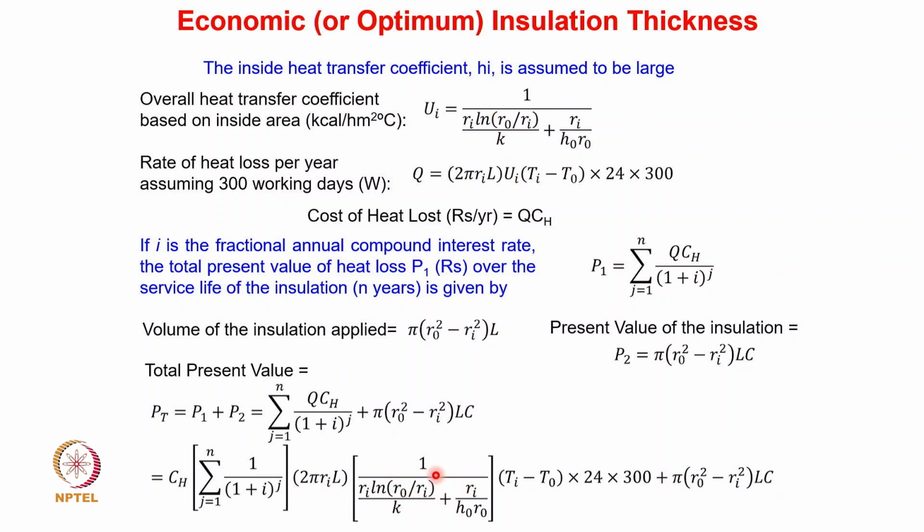The equation of U is given as 1 upon Ri ln R naught by Ri divided by K plus Ri by H naught R naught, into delta T, that is Ti minus T naught, into 24 into 300, plus pi R naught square minus Ri square into Lc. Now this is the entire equation which we have obtained, and we want to find out the minimum value of Pt. We are interested in finding out what value of the insulation thickness is going to give us the minimum value of Pt.